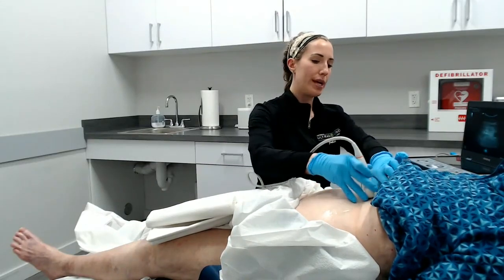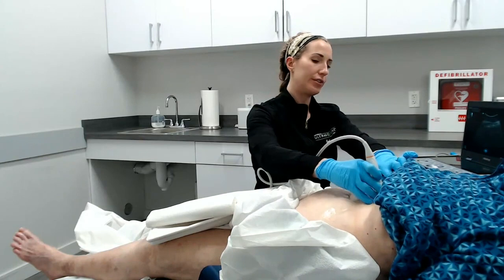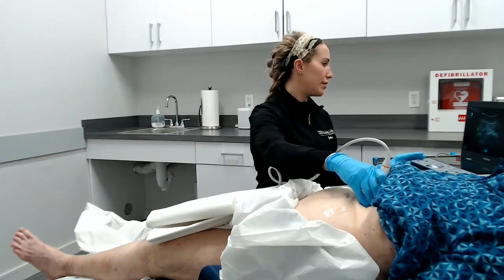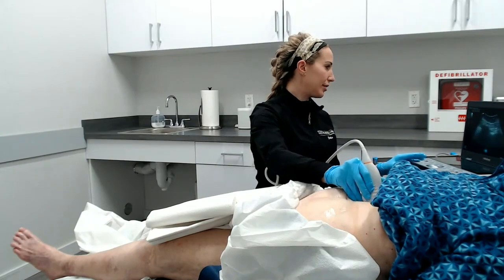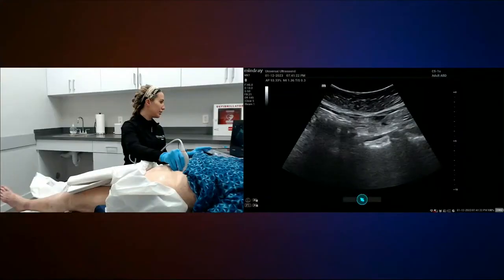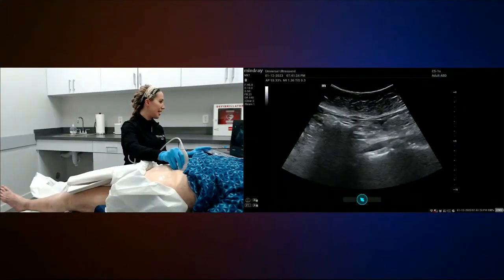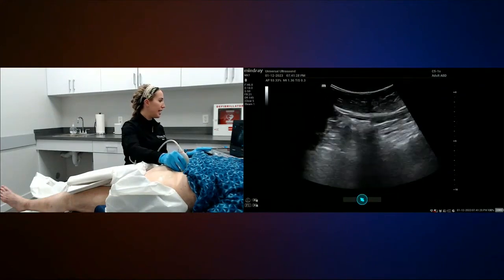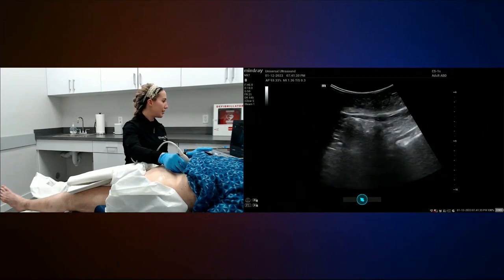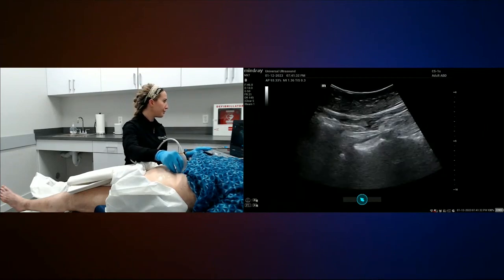So again, if I have issues imaging the proximal portion of the stent, I'm going to come all the way up a little bit higher and kind of angle down, where I would be looking at the SMA and IMA up in this area. Come up a little higher and angle down. And then ultimately, if I can't see, I'm going to turn the patient on their side, and I'm going to follow that all the way up until their heart.